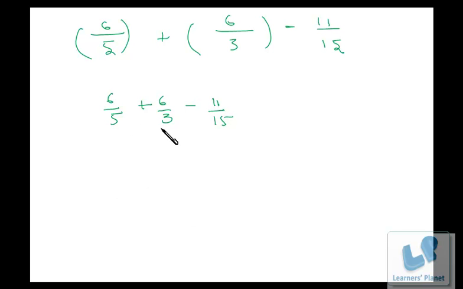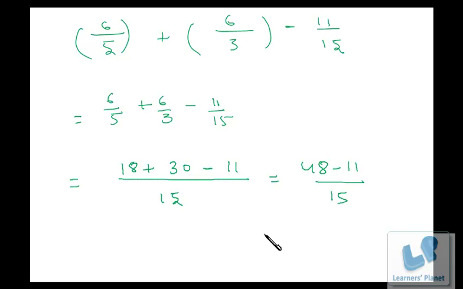Now we have to take LCM of 5, 3 and 15, right? So LCM of 5, 3 and 15 will be 15 only. Now 5 into 3 is 15, so that 3 into 6, it is 18. Similarly 3 5s are 15, so that 5 into 6, 5 6s are 30, minus 15 into 1 is 15, so that 1 into 11 is 11, right? So this is 30 plus 18, that is 48, minus 11 by 15, so it is 37 by 15, as simple as that. Okay, so by rearranging, the problem becomes very simple to solve.